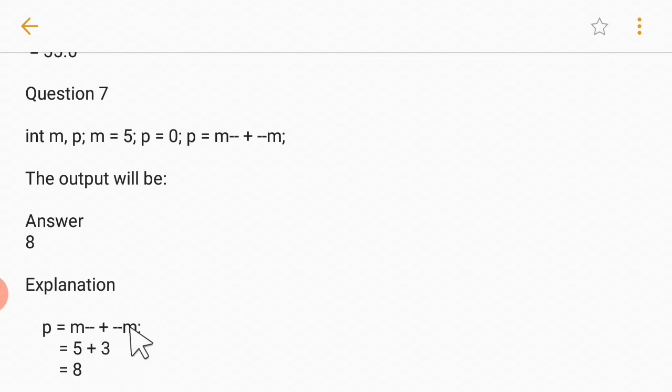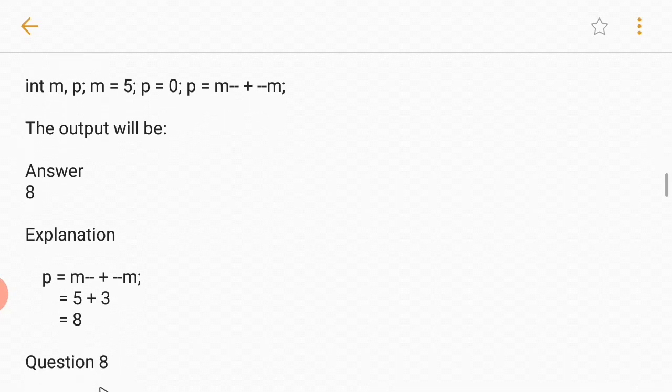And then again it is written --m. Twice decrement has taken place, and this one is pre-decrement. So first 4, the previous value of m, will be decremented. So 4 will become 3. That is why here we have 3. So 5 plus 3 is 8.